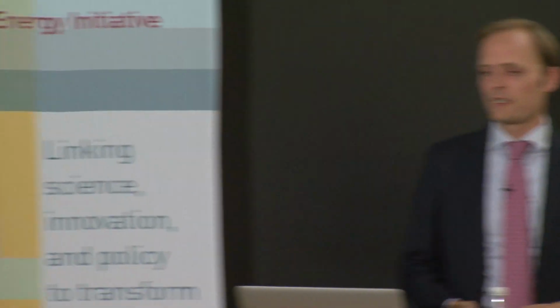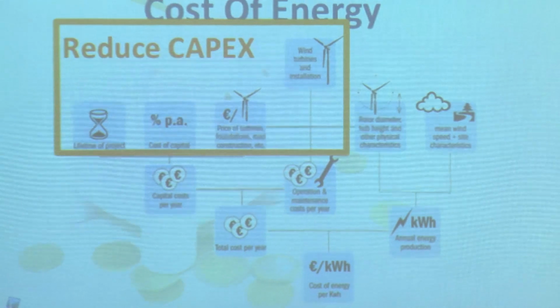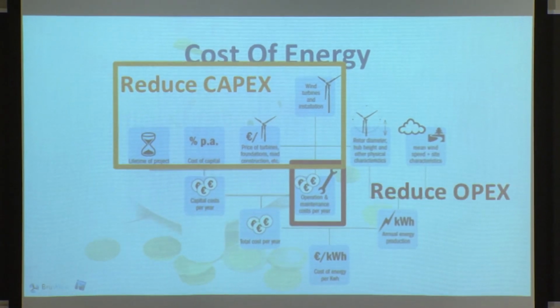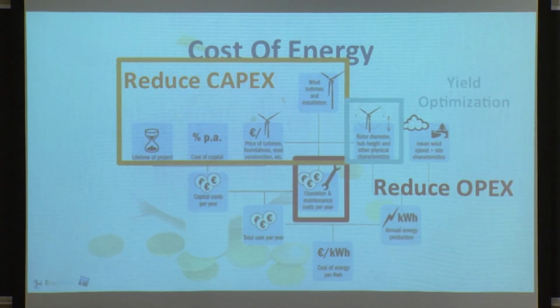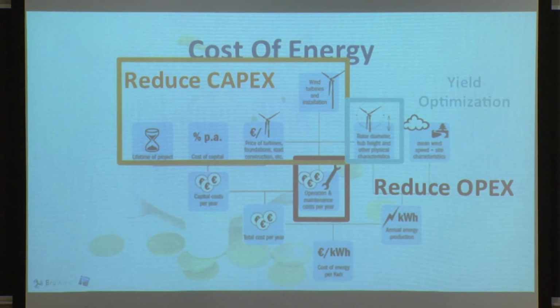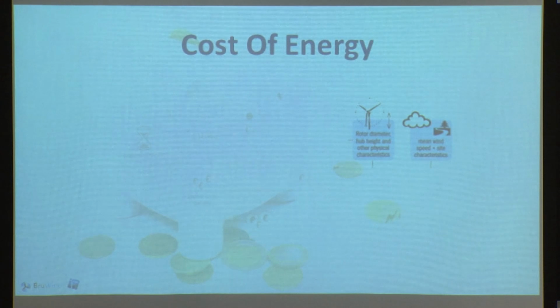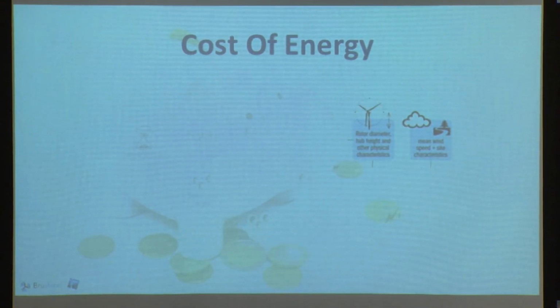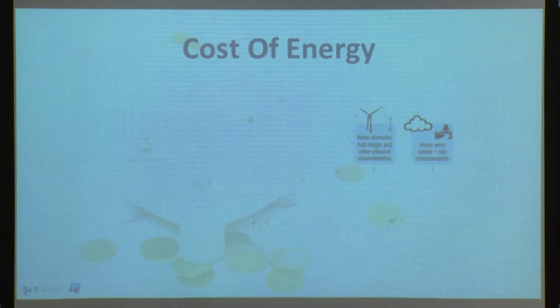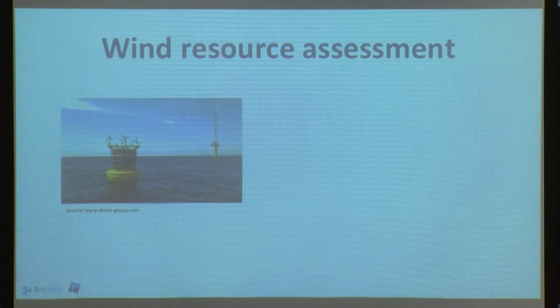So let's go through to see what is important and how to do this. Basically, in the end, you want to reduce the capital expenditure, the OPEX, and you want to have yield optimization. We'll go through the blocks one by one and discuss this. So everything starts from the site. You have a mean wind speed at the site. You have a distribution, which you try to assess, for example, with a metmast or with our floating device here.